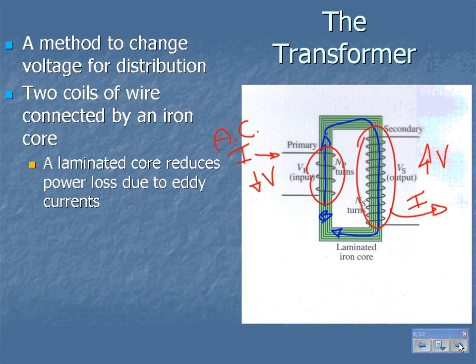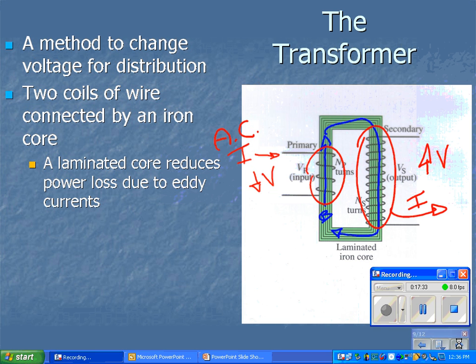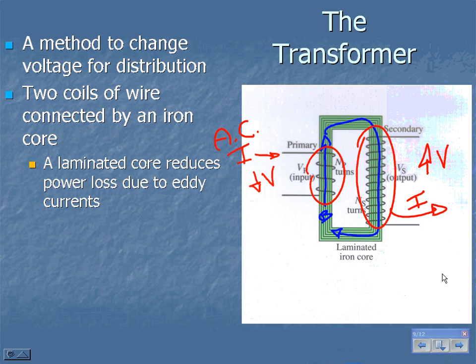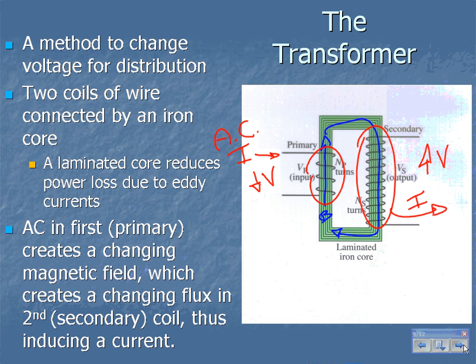Okay, so this is basically how transformers work. The laminated core helps reduce eddy currents in there, which makes them more efficient. They're really neat devices, and this is why we like alternating current, because now we have a way of bumping the voltage up or bumping it down very easily.